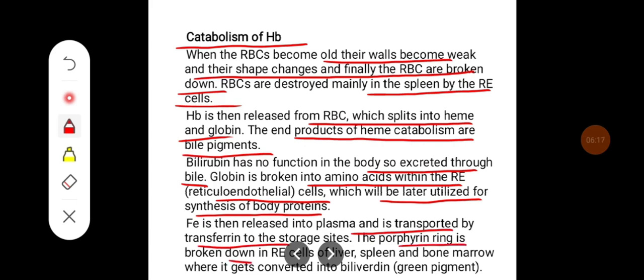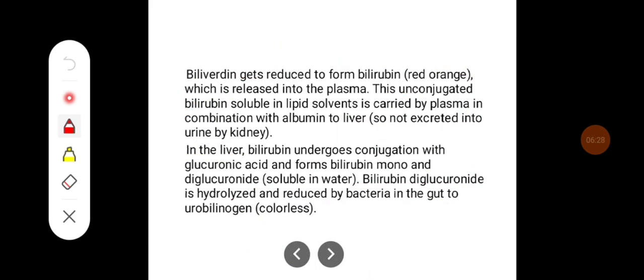Porphyrin ring is broken down in reticuloendothelial cells of liver, spleen, and bone marrow, where it gets converted into biliverdin, that is a green pigment. Biliverdin gets reduced to form bilirubin, which is red orange in color, which is then released into the plasma.